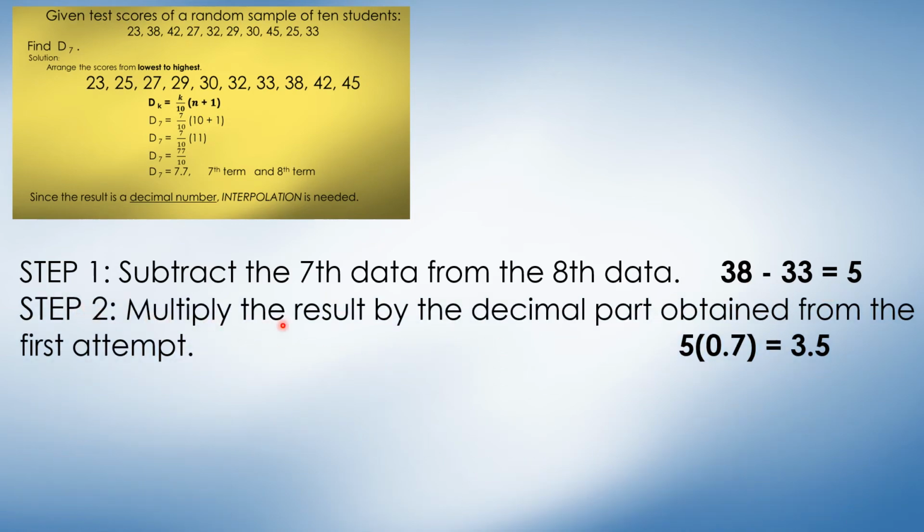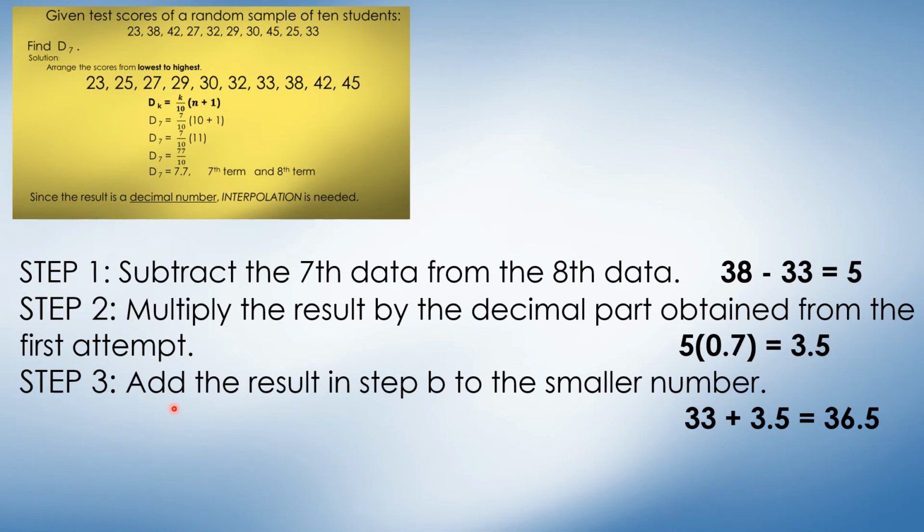Step 2, multiply the result by the decimal part obtained from the first attempt. So this is 5 multiplied by 0.7. I got here 7.7, so 0.7 is the decimal part. So 5 multiplied by 0.7 is equal to 3.5.